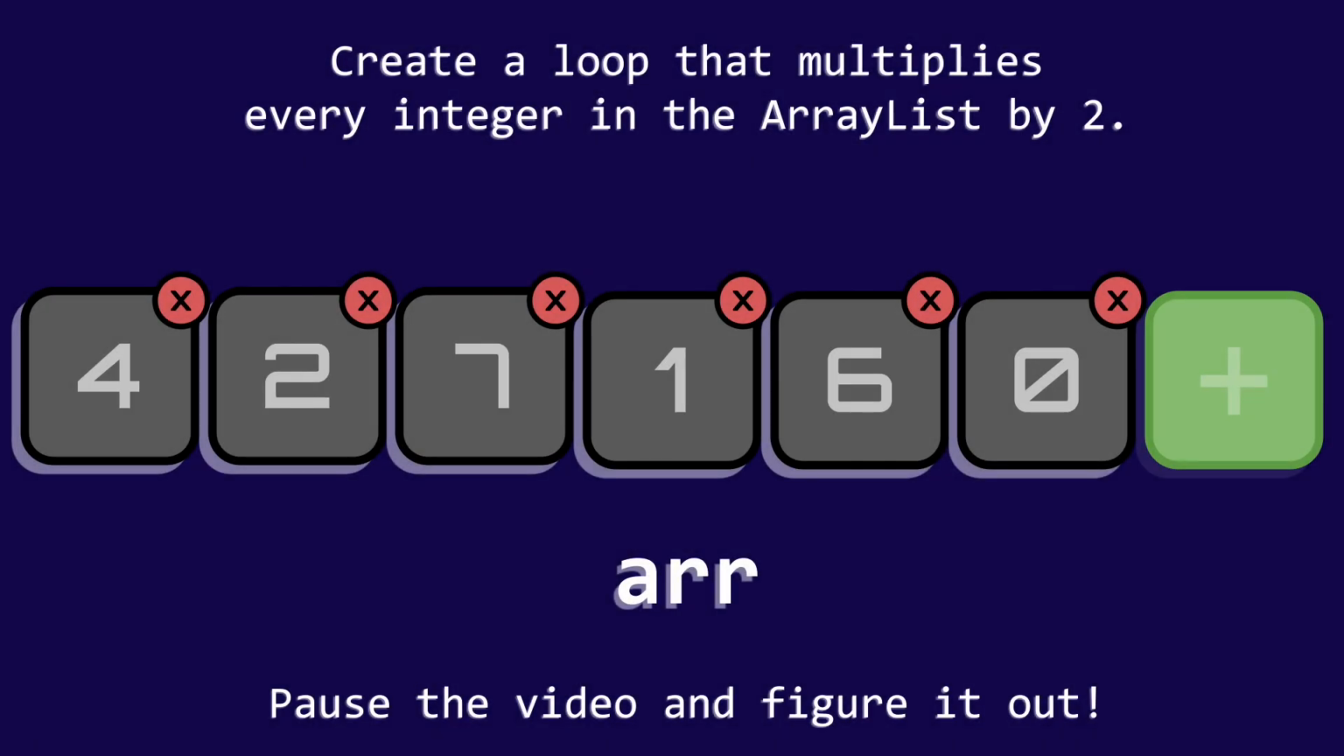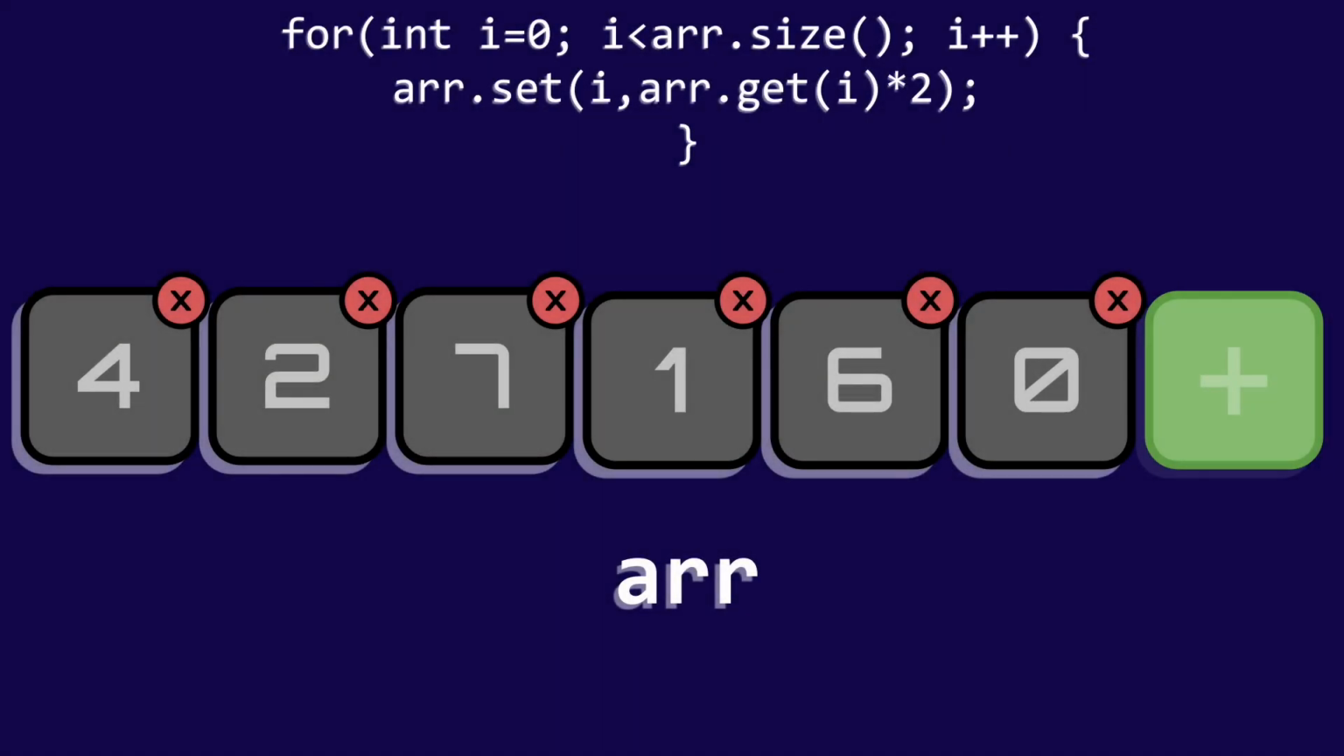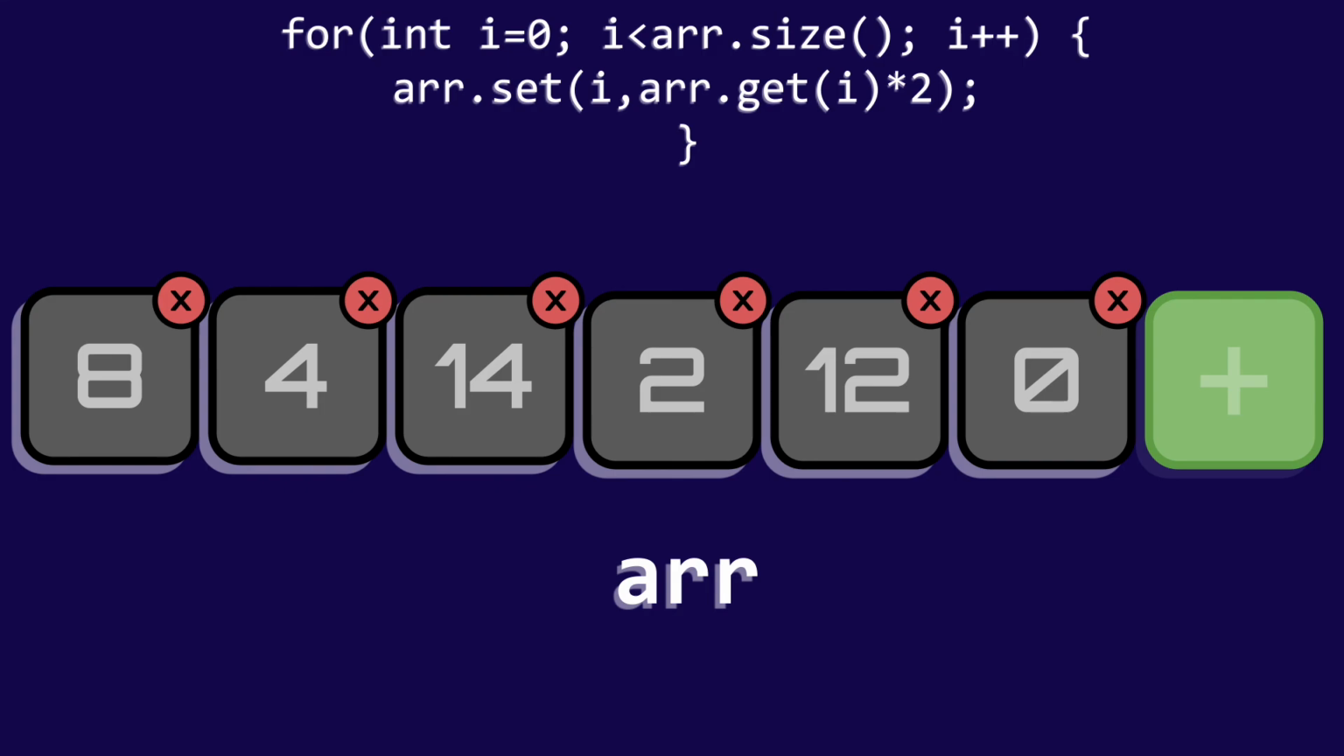As a final challenge, create a loop that multiplies every integer in the array list by 2. Pause the video to figure it out, and resume when you're ready to see my solution. By using both the set and get methods, we can get the current value of each item and multiply it by 2. And that's the end of the video.